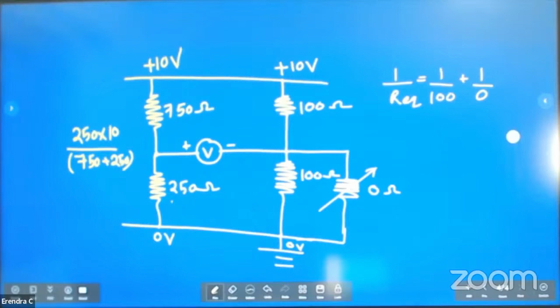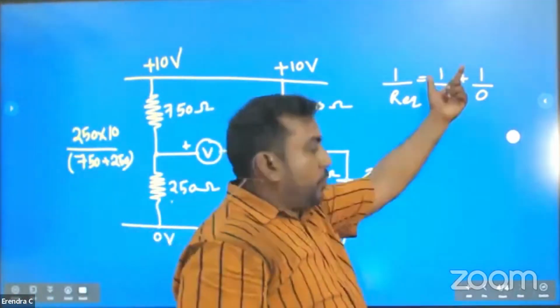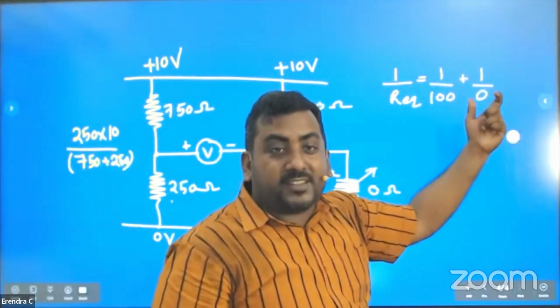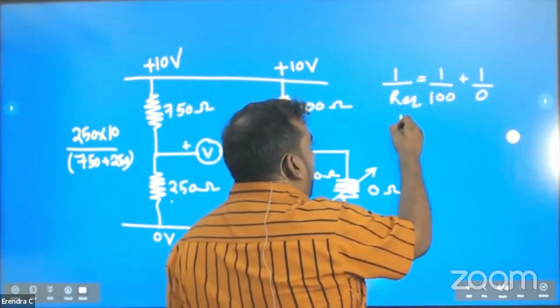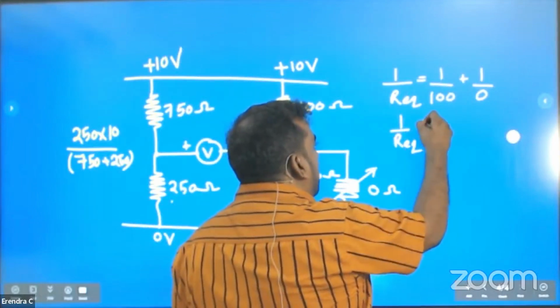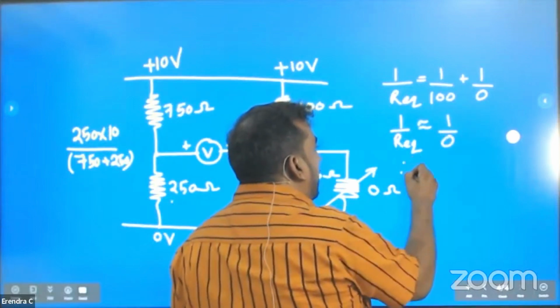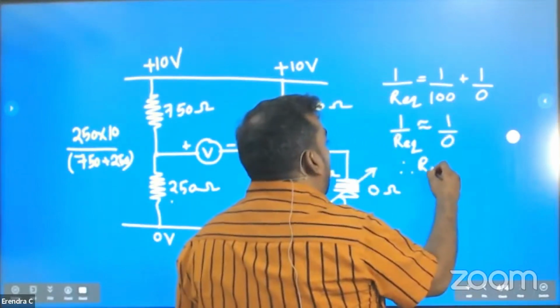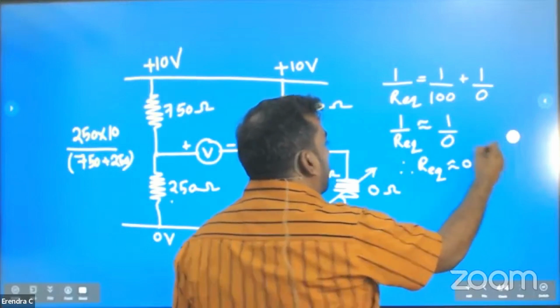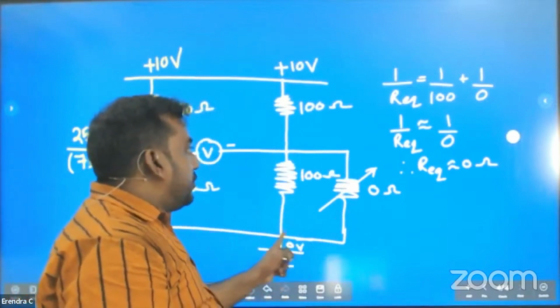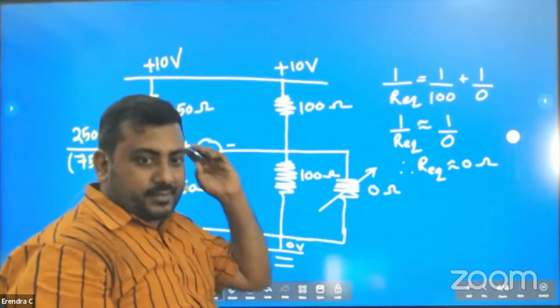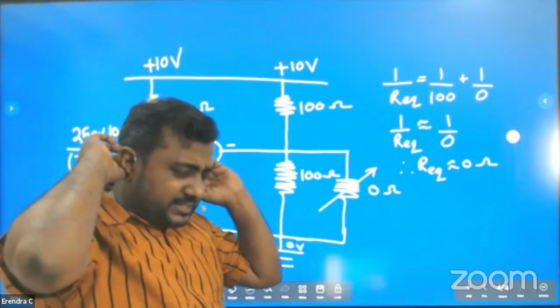1 over 100 or 1 over 0? 1 over 0 is bigger. 1 over 0 is what? Infinity. But wait. This fellow is smaller. So 1 over R equivalent is approximately 1 over 0. Turn upside down. R equivalent is approximately 0. That means the effective resistance here is 0. Clear? Effective resistance here is 0.